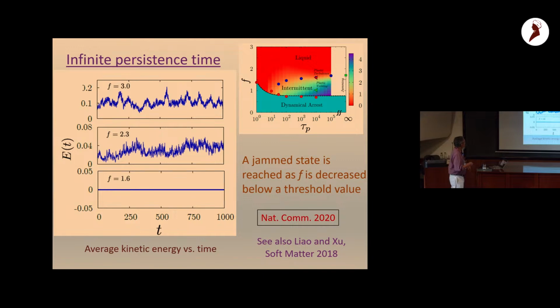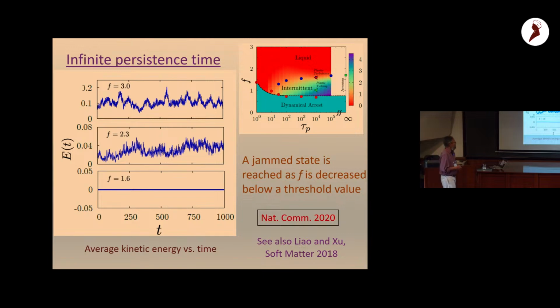And this transition again is seen in the kinetic energy. Now we are on this line. For large values of F, you see these fluctuations, liquid-like fluctuations, and then as F becomes smaller, then all these things die out. The system goes into this force balance state and remains in that state forever. And this was also noted by Liao and Xu, and our study is basically confirmation of that.